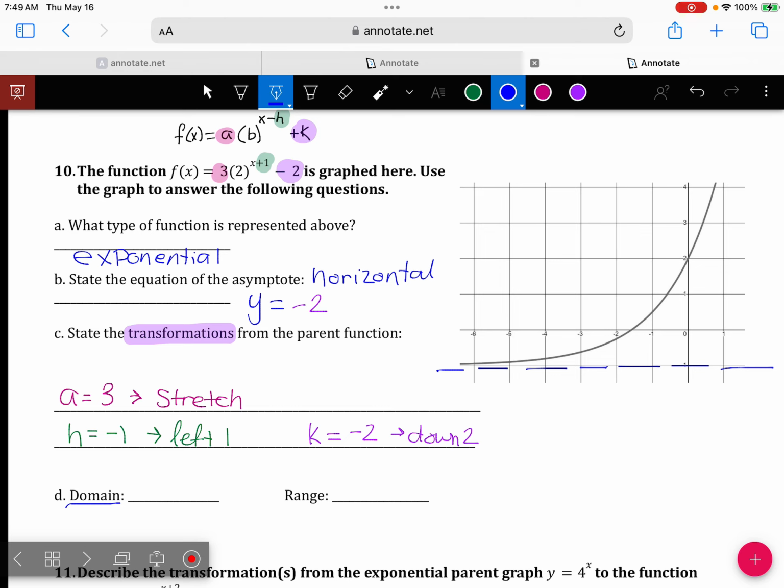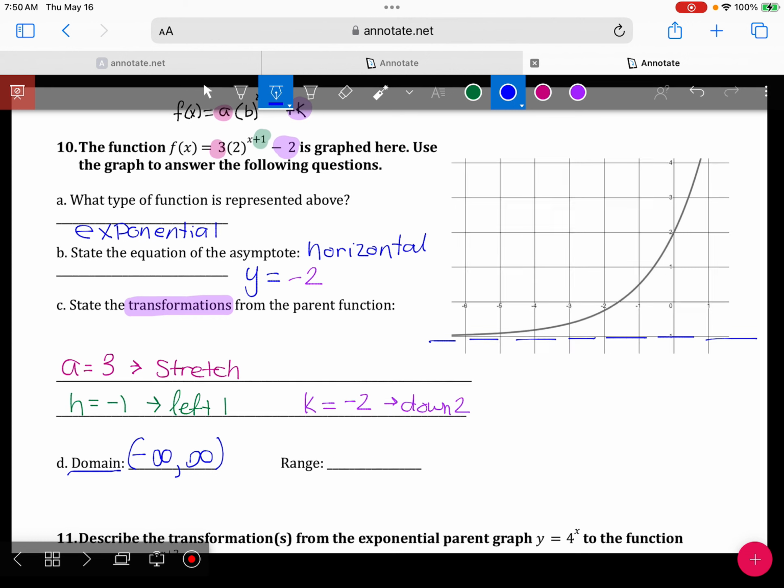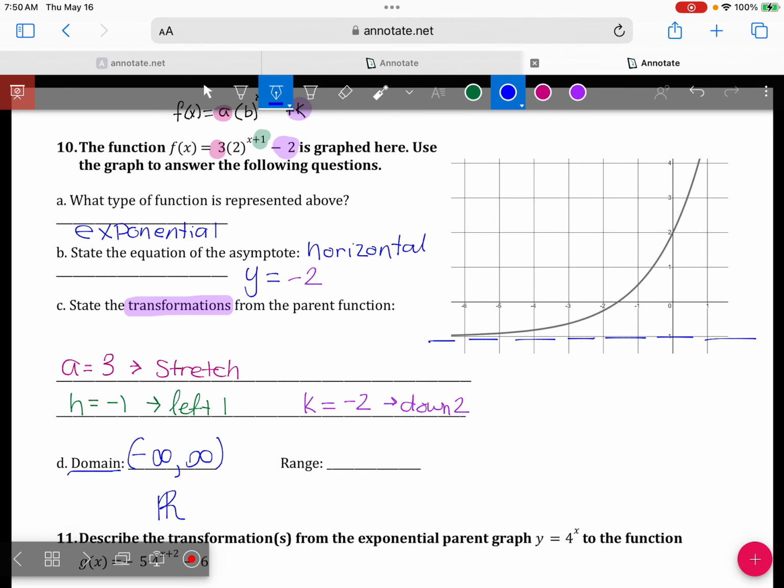What is our domain? What are our x values that work? You're thinking more excluded values, but this is saying which x values work. Where can I go and find a point on my graph? Is there anything stopping me as I go here? Are there any asymptotes over here? Nope. So I can go all the way from negative infinity. How about to the right? Are there any asymptotes or walls stopping me over here? Nope. So we can go from negative infinity to positive infinity. The other way of saying it is all real numbers. Both of those are fine.